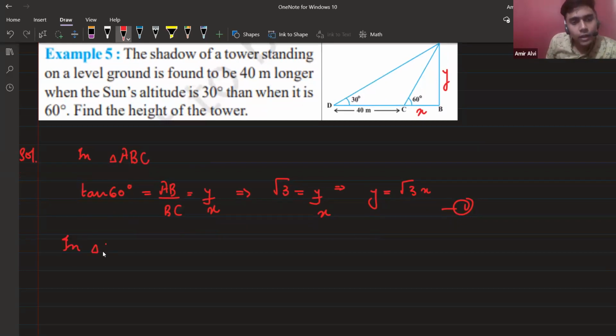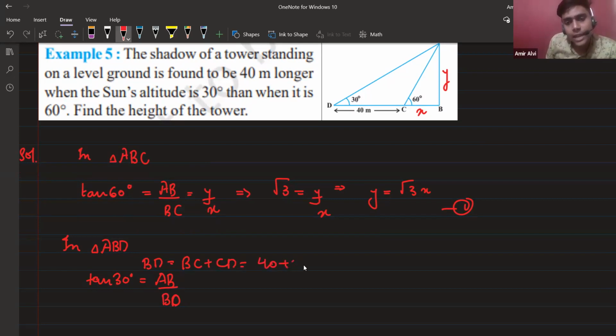Let's take the other equation in triangle ABD. Tan 30 is equal to AB by BD. Yes or no? So your BD is nothing but BC plus CD. The value of BC is 40, plus X, so 40 plus X. Clear, everybody? 40 is already given and X is what we have assumed, which is unknown.